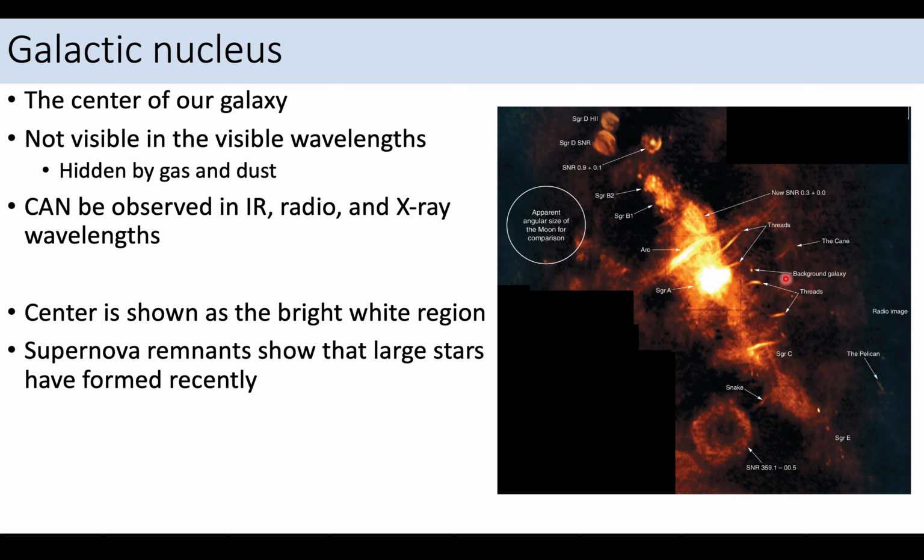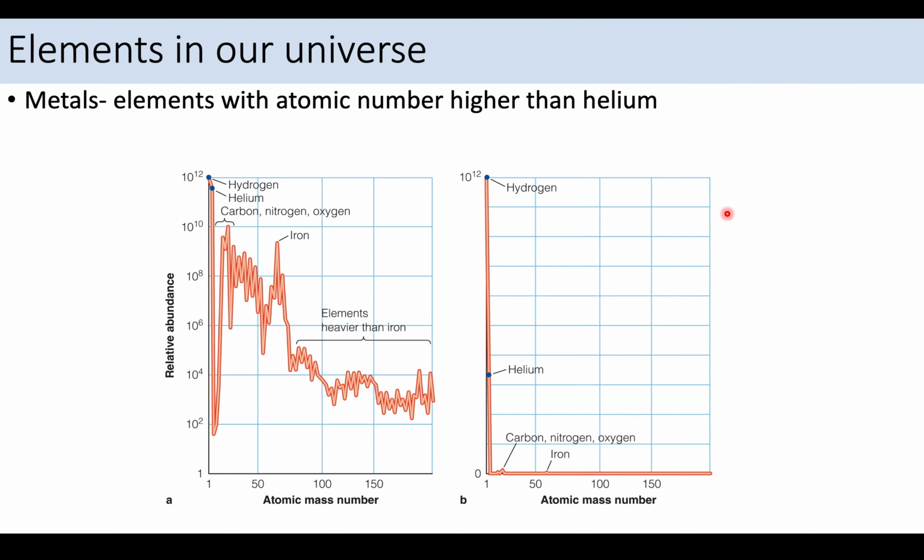So the very center is shown here as a very, very bright white area. And then this orange on the outside, that's all supernova remnants. So large stars have formed nearby, because we know that there are supernova remnants around the galactic nucleus.